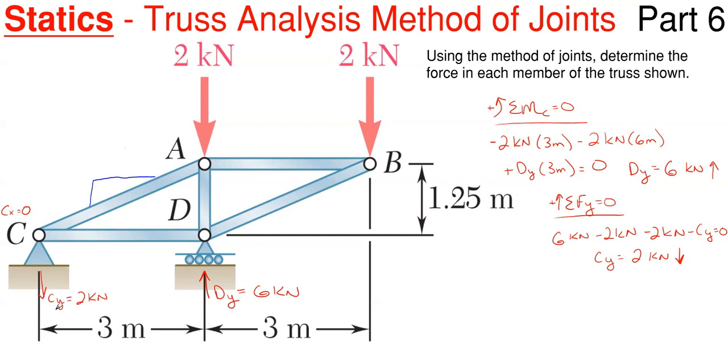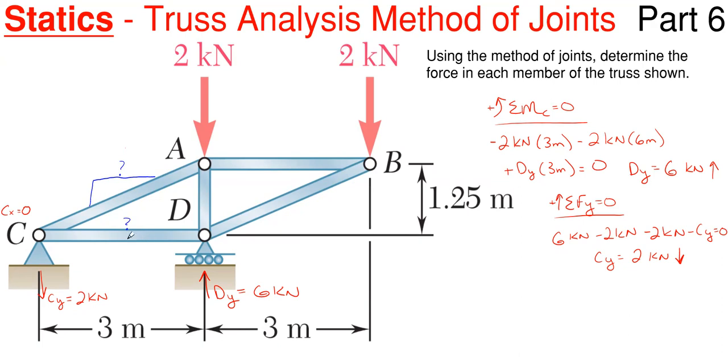So looking at what we have here, at each joint we are going to sum forces in the X and Y. If we sum forces in the X first at joint C, we have C sub X equal to 0, this unknown horizontal force of the diagonal up here, and an unknown horizontal force for CD. So if I sum forces in the X first, I get too many unknowns and I can't solve for anything.